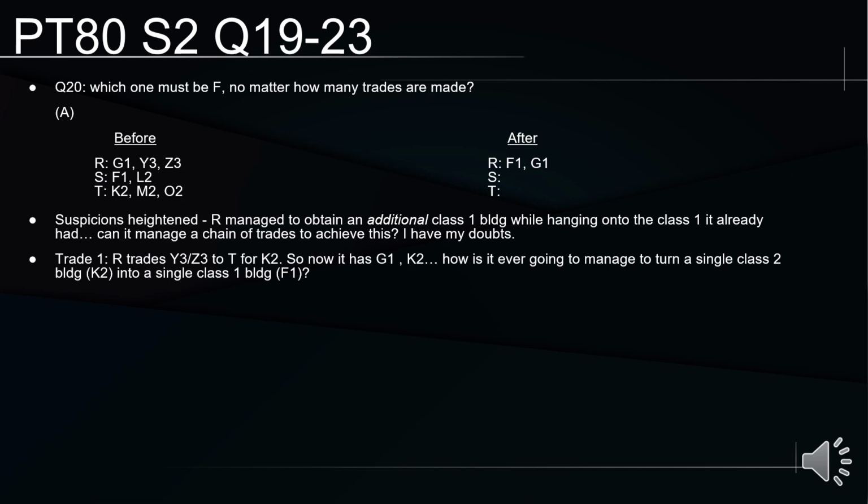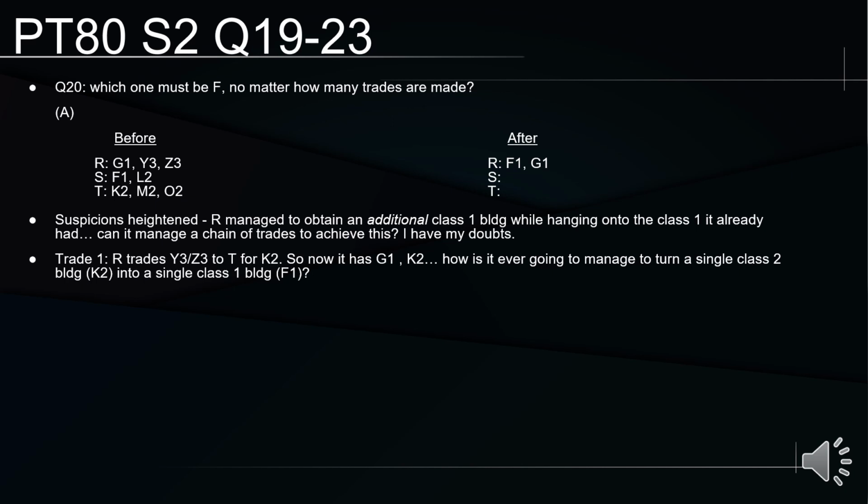So the first imaginary trade that I can think of linking the before and after picture that we have: R trades its Y and Z, which are Class 3 buildings, to T for any old Tier 2 building, which is a Class 2 building, and so the first one on the list is K. It doesn't have to be K. I'm just saying it's K because K is the first in alphabetical order that T owns. So now it has G, a Class 1 building, and K, a Class 2 building.